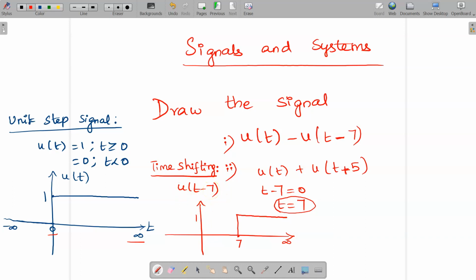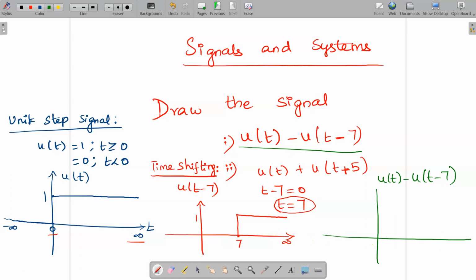Once that is done, the given question is u of t minus u of t minus 7. So what we have to do is just subtract this signal from u of t. So how will we draw u of t minus u of t minus 7? When we are going to subtract two signals, the common range between the two signals, the least range, the highest range, all those things we have to consider.